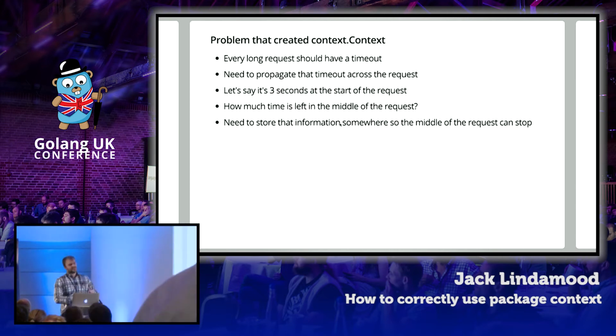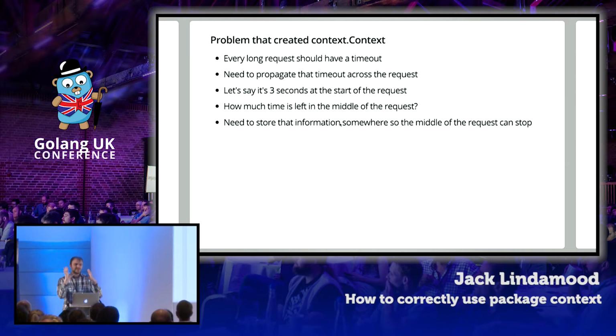So why does context exist? Let's step back a bit. This would be the experience report for context. Ideally, every long request that your service does should have some way to time out or end that long request. Context doesn't exist yet, so let's just think about the problem. Your service is doing microservice calls. You want to time out those requests, or you want to cancel them early.